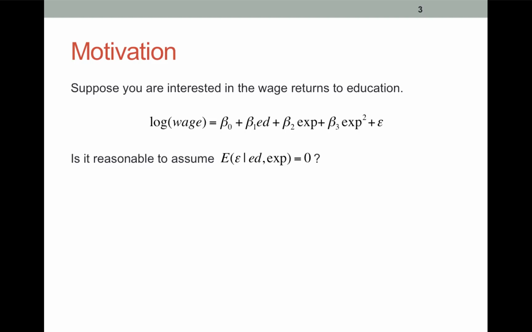Okay, now I can't see your list, but here are a few things that might have a direct effect on wages and might also determine how much schooling you get. What about intelligence? Certainly, smarter people tend to get higher wages, but those smarter people also tend to get more education because getting education is easier for them.